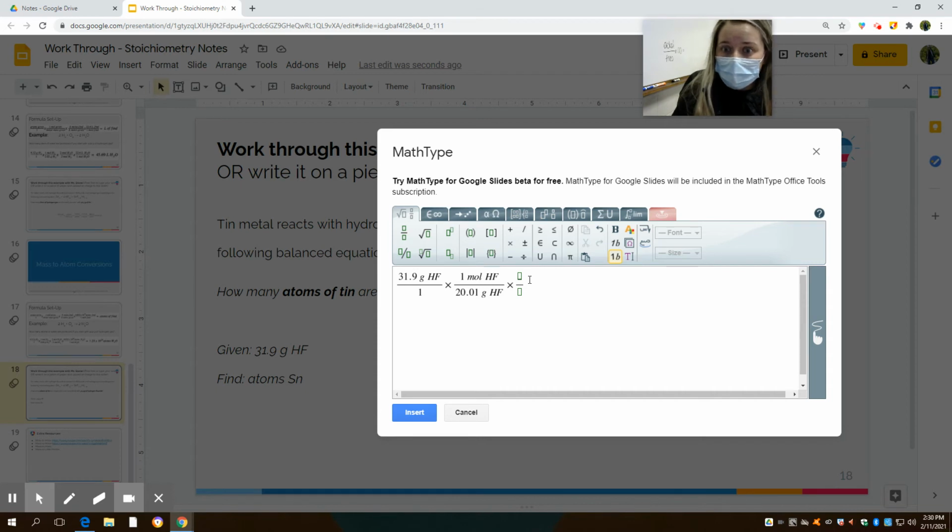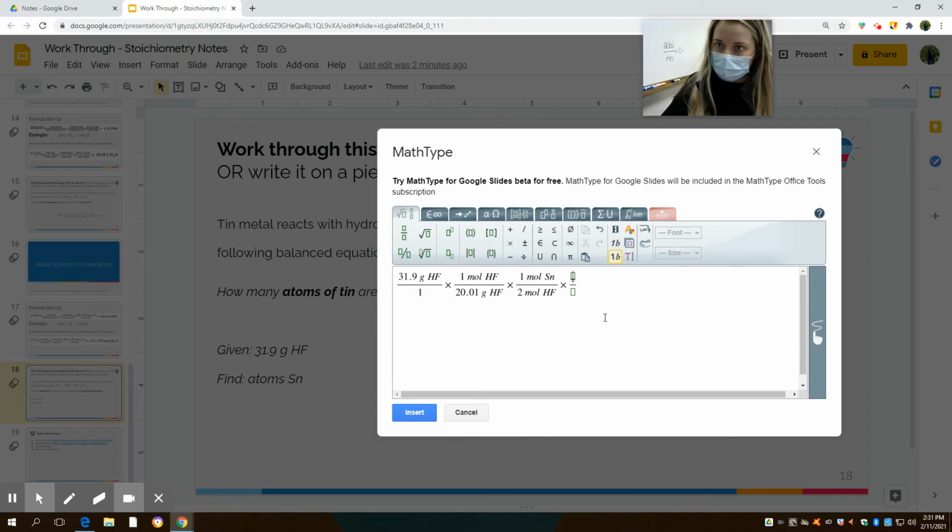Now we're going into our mole ratio. So we are going to have moles of what we're trying to find over the moles of what we're given. So we're trying to find tin, atoms of tin. So we're going to have moles of tin on the top, and we're going to have moles of HF on the bottom because that is what we're given. Remember where we get our numbers for our mole ratio from? The balanced equation. So what coefficient is in front of tin? What's that? A 1? You're right. What coefficient is in front of HF? Oh, I hear you over there. A 2. Okay.